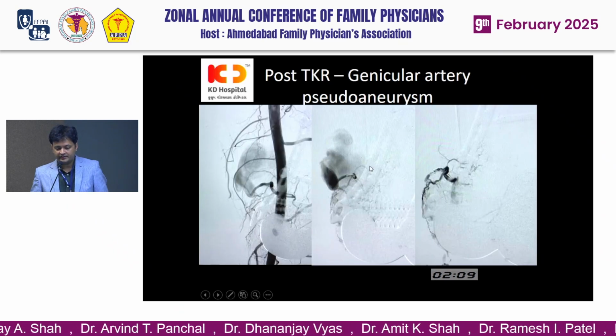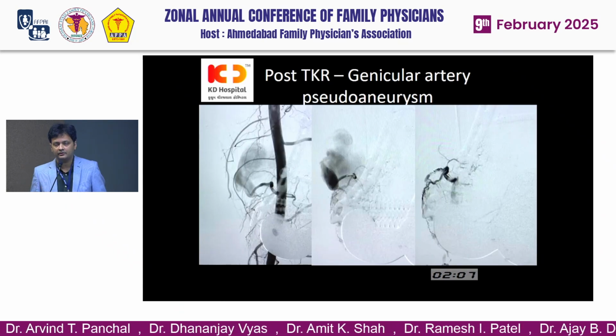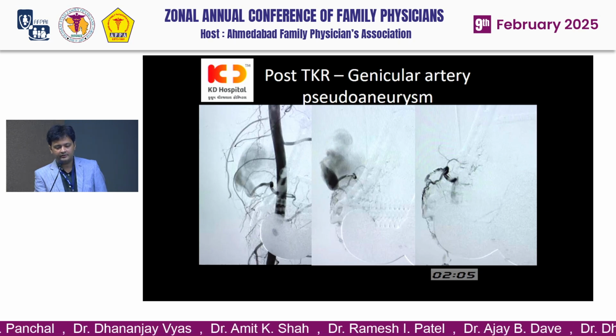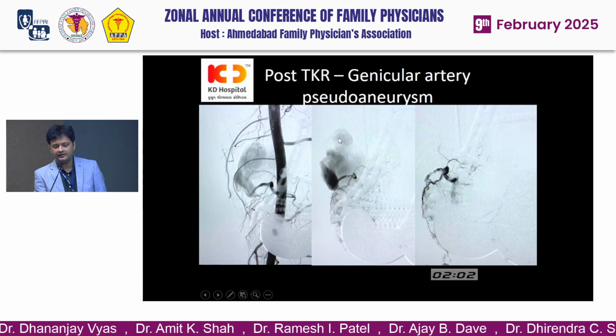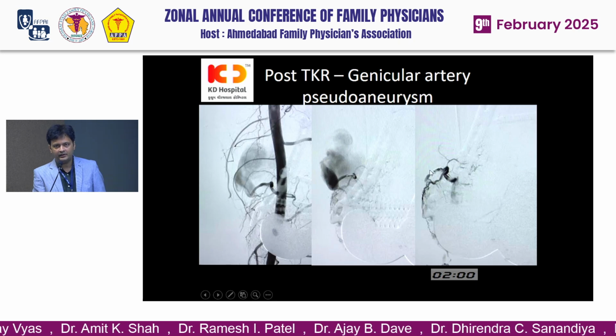This was a case of post-TKR. The patient had a hemarthrosis, so there was a large pseudoaneurysm which was arising from a genicular artery branch. So we did a coil embolization of the same.